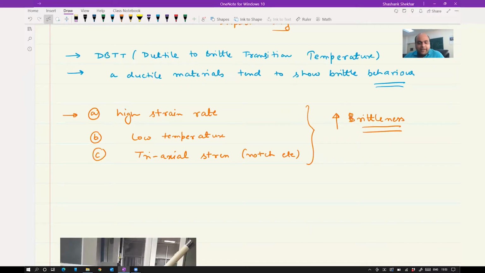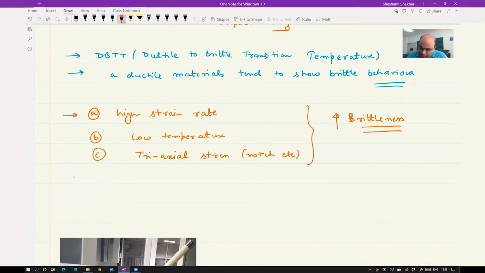So if you are testing at high strain rate, and the test is being conducted at say low temperature, and the sample specimen contains some notch etc., which can generate triaxiality. Okay, so if these three combinations are there, material tends towards brittleness. And you will see eventually that when you do the impact testing, you are going to have all these three criteria in the impact testing itself.